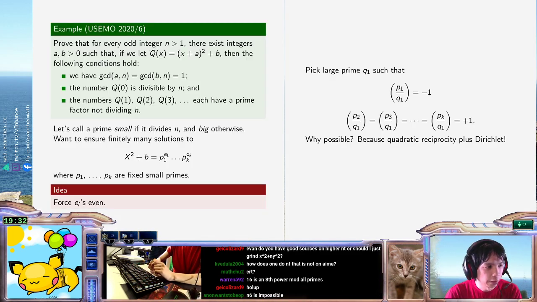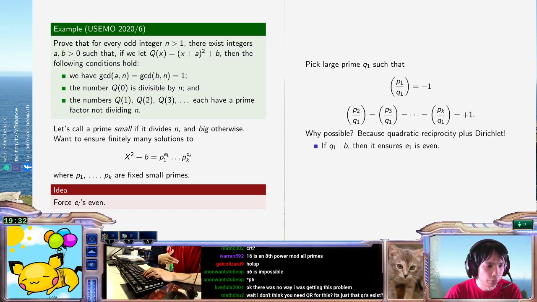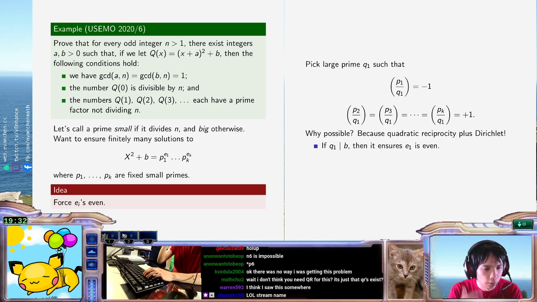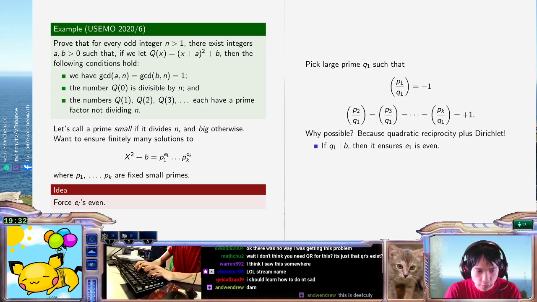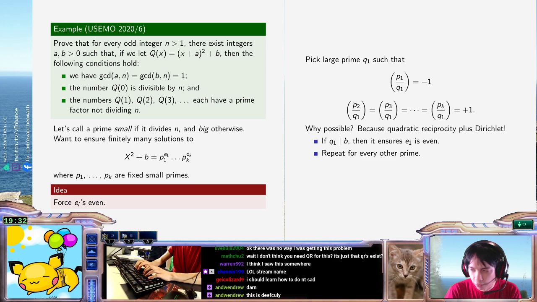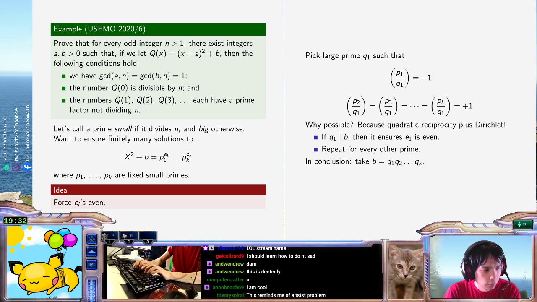Okay, so what happens if I do this? If q1 divides b, then it ensures e1 is even. So I pick my b to be divisible by q1. Now it'll force e1 to be even. And repeat for every other prime. So in conclusion, we should take b to be equal to the product of these primes times whatever else we want. And that should be okay.